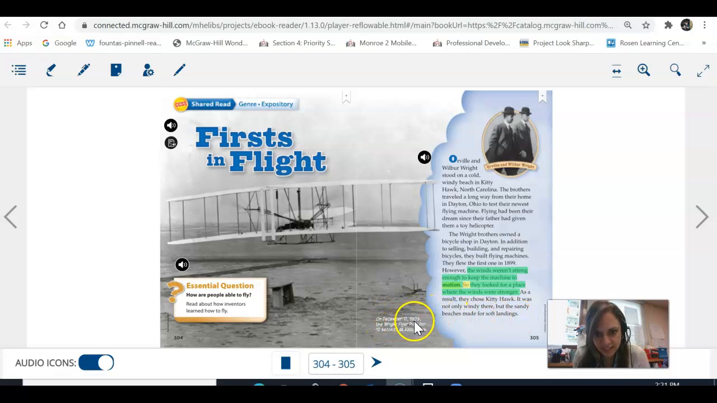On December 17, 1903, the Wright Flyer flew for 12 seconds at Kitty Hawk. So here is one of the first flying machines on a sandy beach in Kitty Hawk, North Carolina. I don't know about you, but I would love to go to a sandy beach right about now.